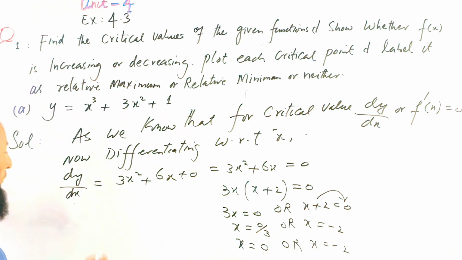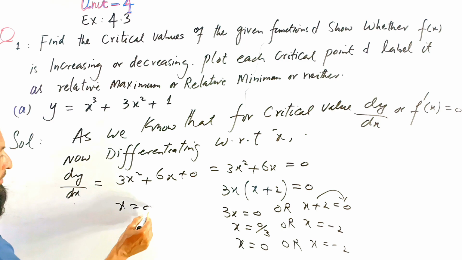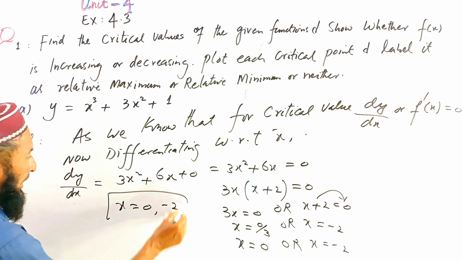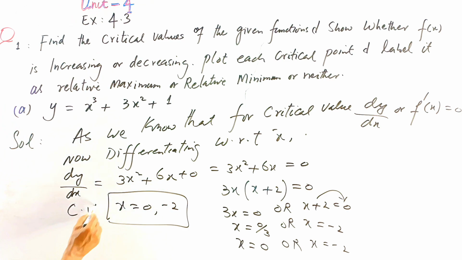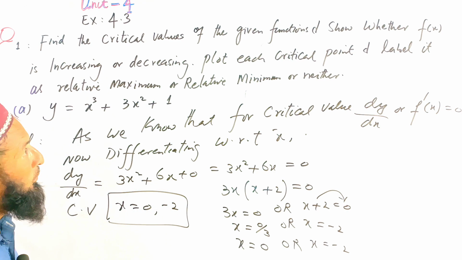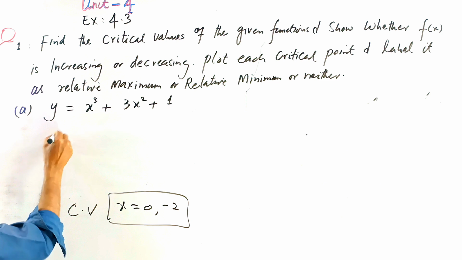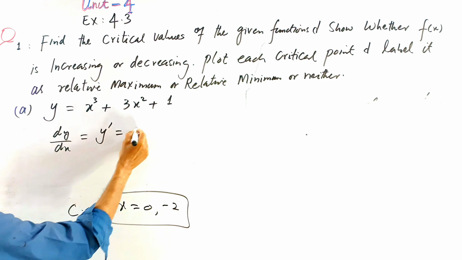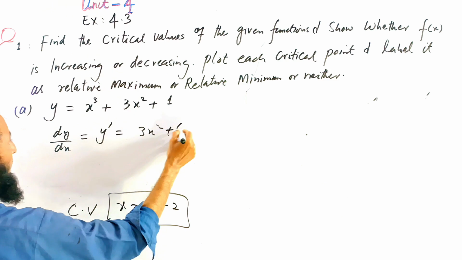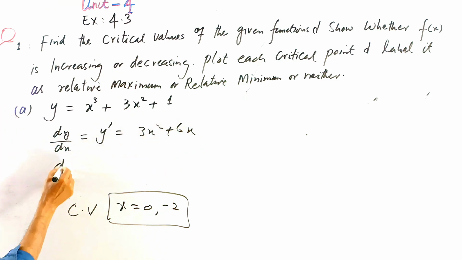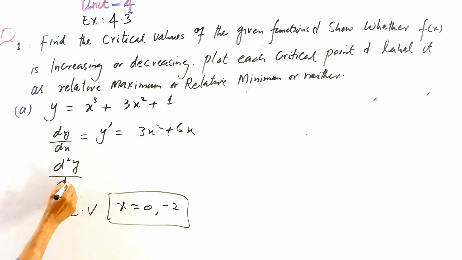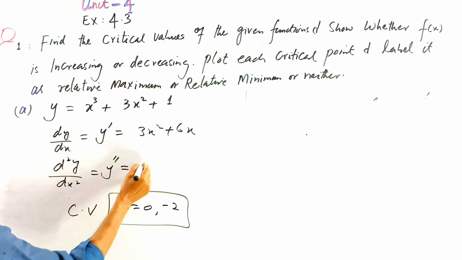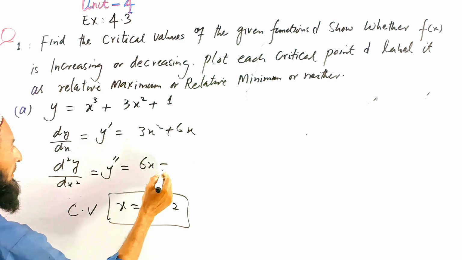We get two values, x is 0 and minus 2. These are the critical values. Now y dash is equal to 3x square plus 6x. This is the first derivative, and for the second derivative, again differentiating with respect to x, y double dash is equal to 6x plus 6.